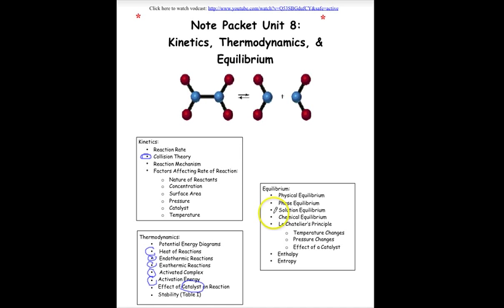You should know chemical equilibrium, and these two terms also. So it's 1, 2, 3, 4, 5, 6, 7, 8. So there are 10 definitions that you should know by the end of this unit. So let's get into this.